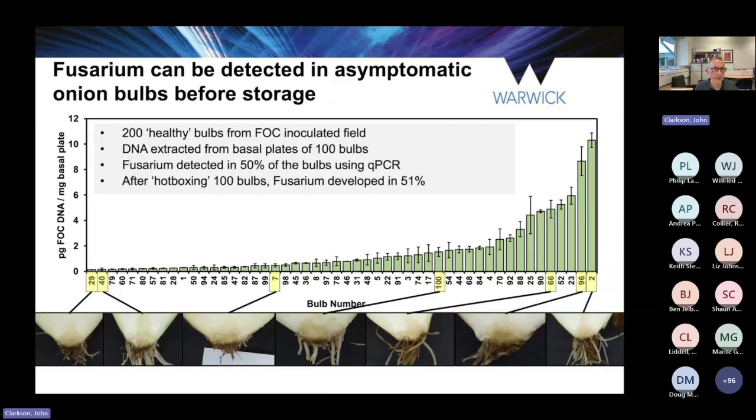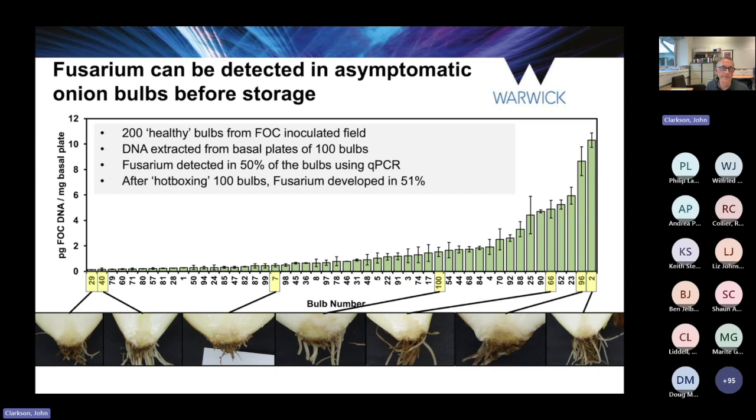One thing we did show, though, before we get on to increasing the sensitivity for the soil test, was that we could detect Fusarium in asymptomatic onion bulbs before storage. So you can probably identify the rotten bulbs, so you wouldn't be putting those into store. But the problem comes, as I said earlier, from bulbs that look apparently healthy that then develop, so they're latent infections essentially, which then develop in store.